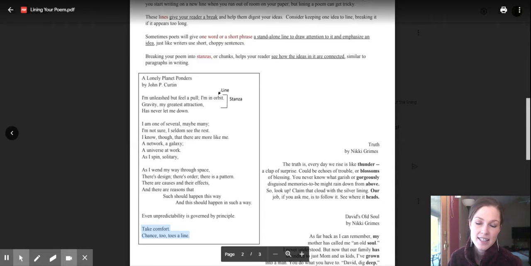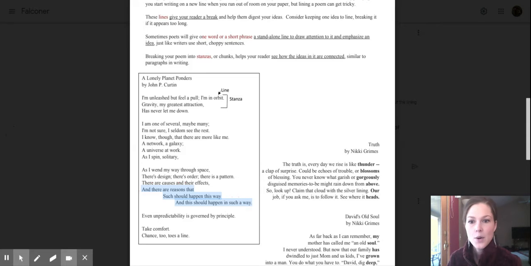And you may have noticed this lining choice in here, where we have these indents, and that's done very purposefully to show a progression of ideas that are connected together.